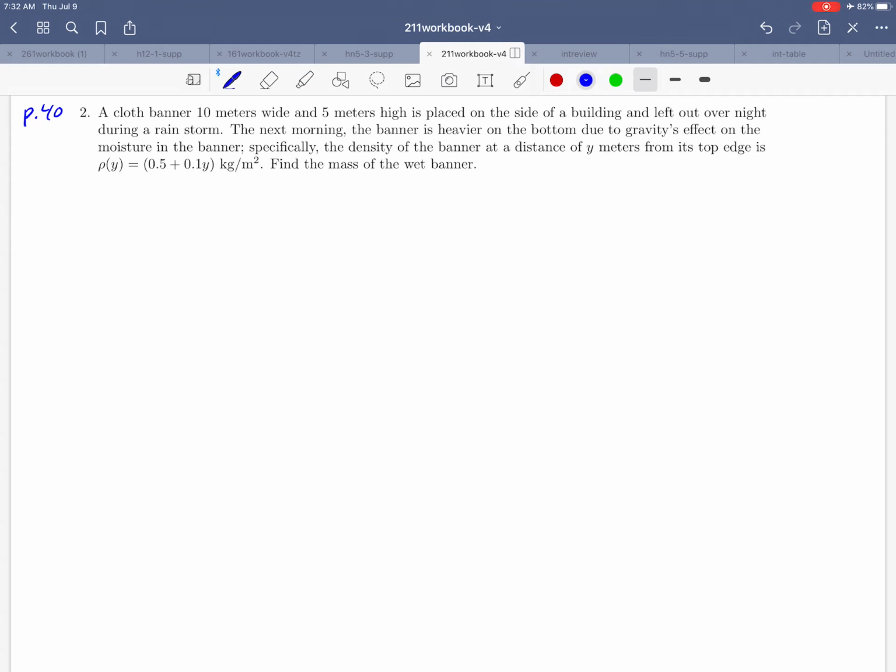Well, first thing to notice here is just the general idea of the situation. So I'm going to just try to draw this. Okay, so we've got this banner. They're giving us the dimensions saying that it's 10 by 5, so let's mark those into our diagram here. And the idea is that there's some water in this banner, but it's settled to the bottom. So you can think of this banner as being heavier at the bottom side than it is at the top side. That's contained in this information here, that our density is actually getting bigger as we get towards the bottom of the banner.